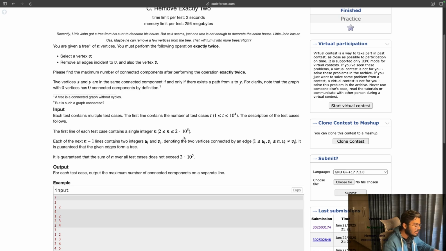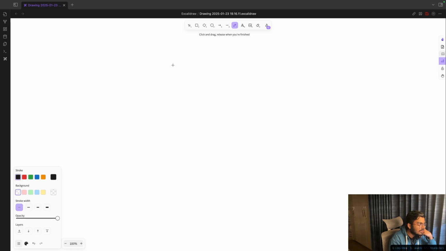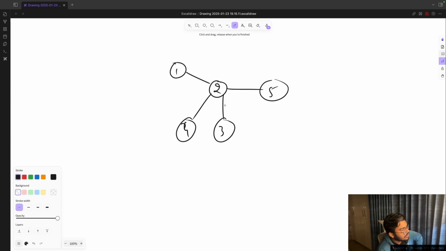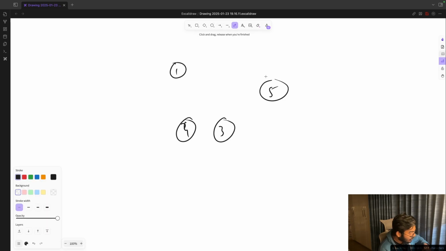Okay, so the thing is, what you need to do is, let's say we have some tree-like structure. So you have 1, 2, 3, let's say 4 and 5. So clearly it makes sense that you can destroy this 2, and you will have 4 connected components, right? So yeah, oh sorry.